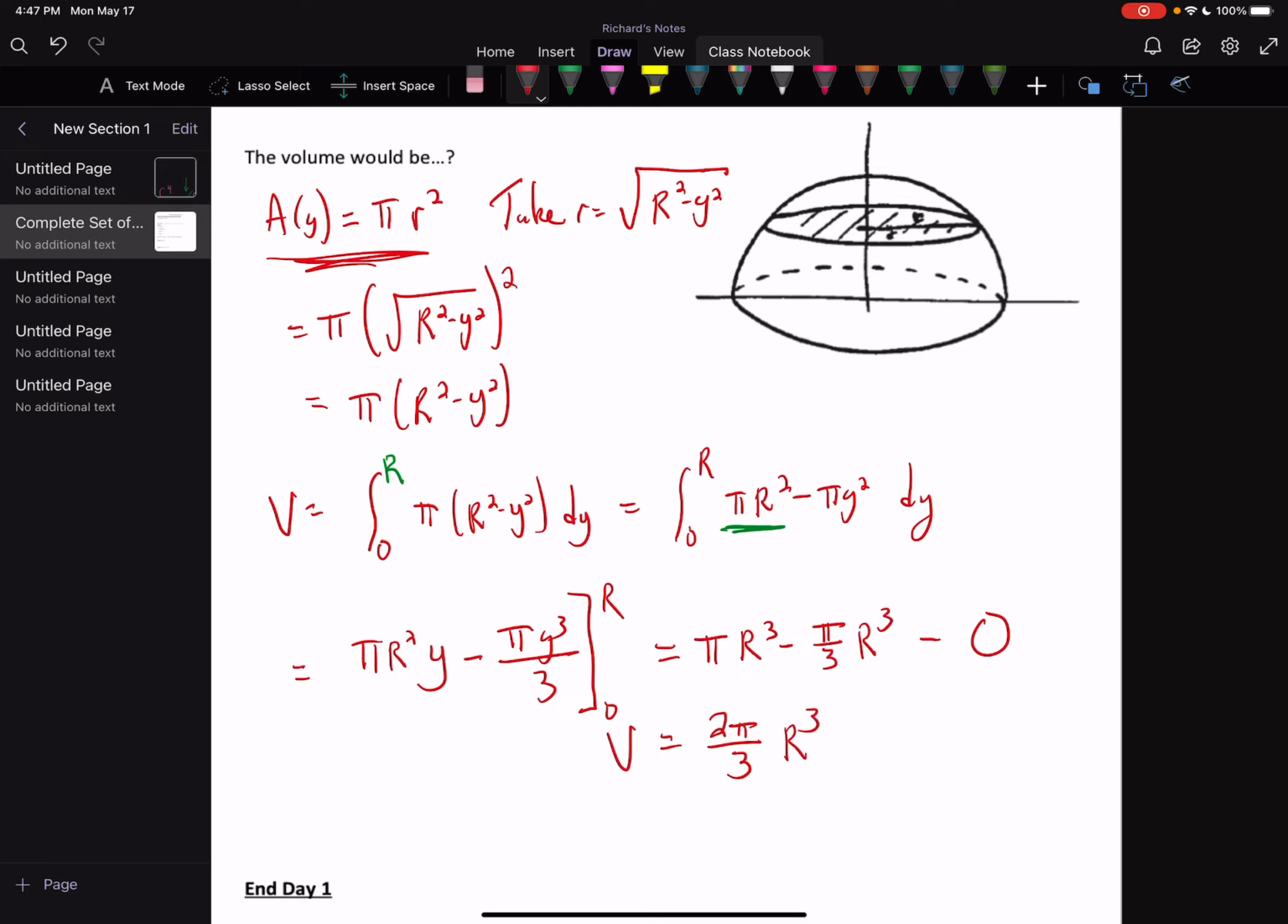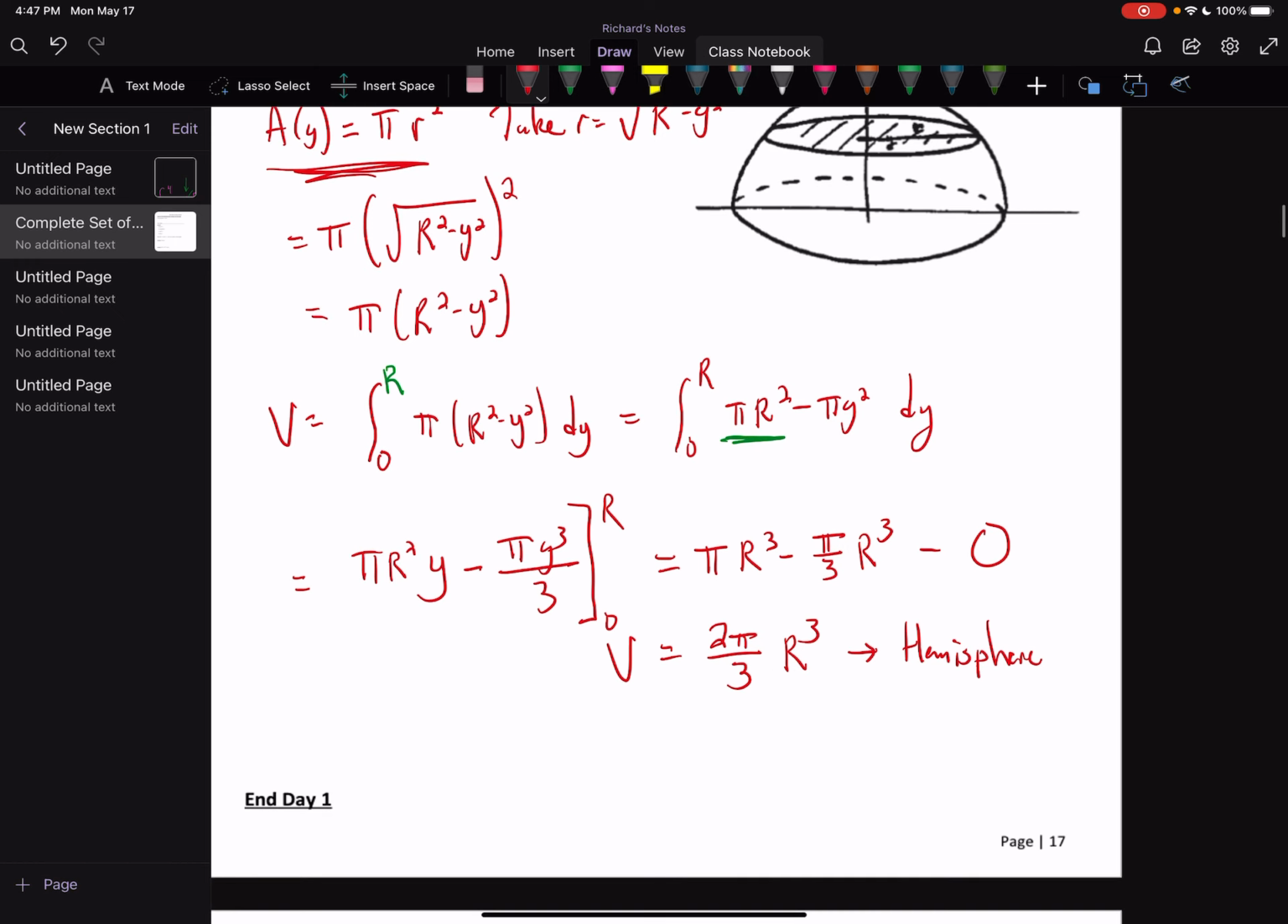And so that's the volume, remember, of the hemisphere. So that's only half of the sphere. And so to get the entire sphere, you simply multiply this by 2. So that's going to be 2 times 2 pi over 3 times R cubed. And that gives us the known formula of 4/3 pi R cubed. So that shows you how you can use calculus to derive the formula for the volume of a sphere.